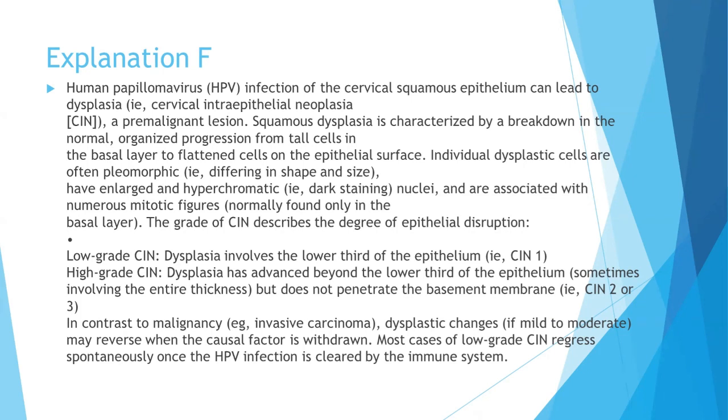Every individual cell is different in shape and size, has enlarged and hyperchromatic nuclei, and is associated with numerous mitotic figures. The grade of CIN describes the degree of epithelial disruption. So we have low grade and we have high grade CIN. Now the low grade CIN means that dysplasia has involved only the lower third of the epithelium.